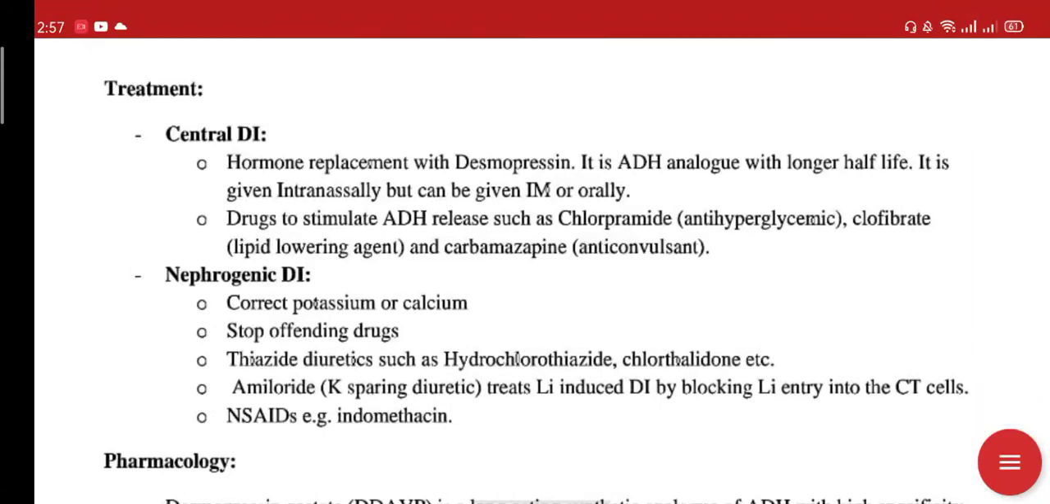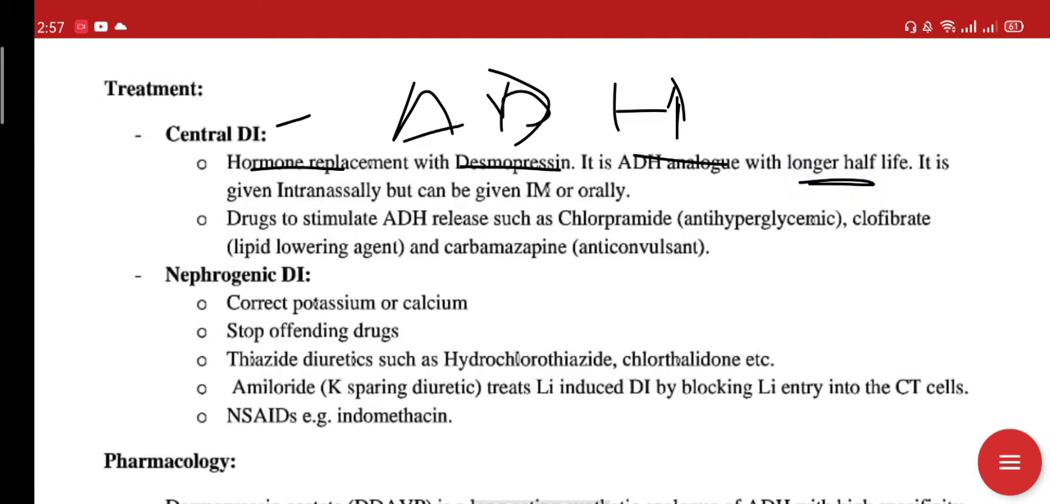Finally, let's cover the treatment of diabetes insipidus. First of all, if it is the central type, what will happen? We know that you have a deficiency of ADH. So all you have to do is find some ADH analog and get it into the body. So hormone replacement is the treatment of central diabetes insipidus, and the hormone replacement is mainly with desmopressin acetate. Desmopressin acetate is an ADH analog, and it has a longer half-life.